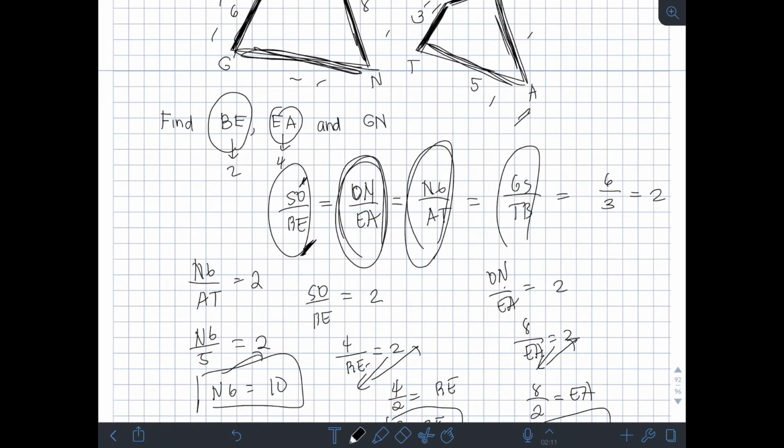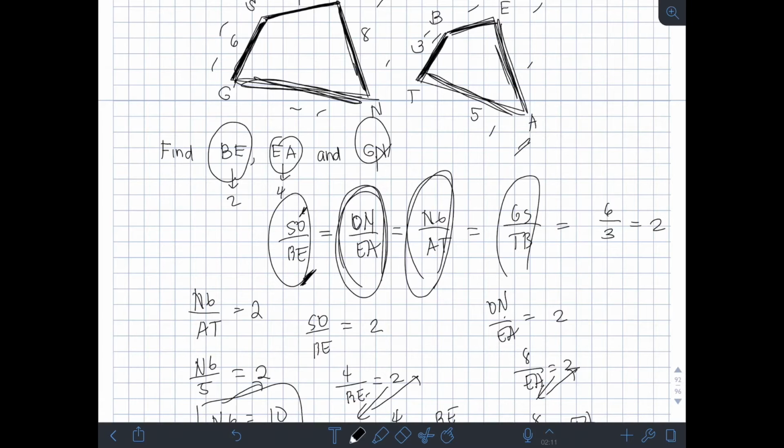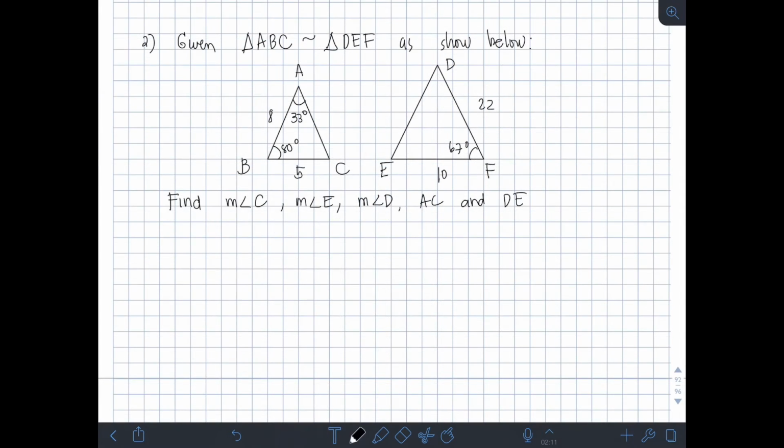So, therefore, NG is 10 or GN din yun, right? So, GN is 10. Okay? Next, we have given triangle ABC is similar to triangle DEF as shown below. Find measure of angle C, measure of angle E, measure of angle D, AC, and DE.